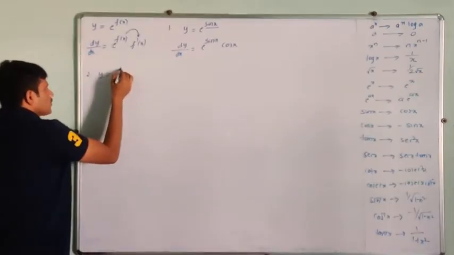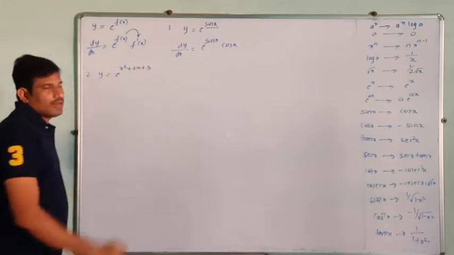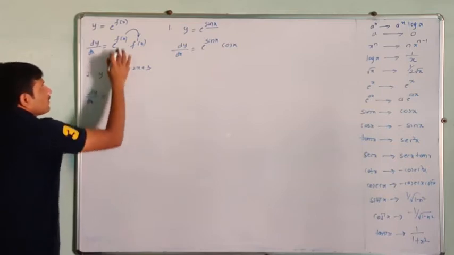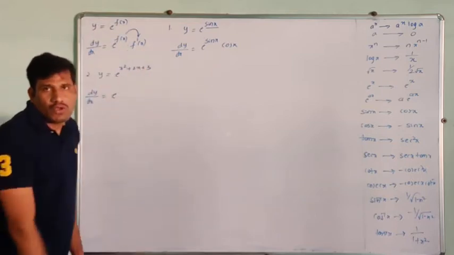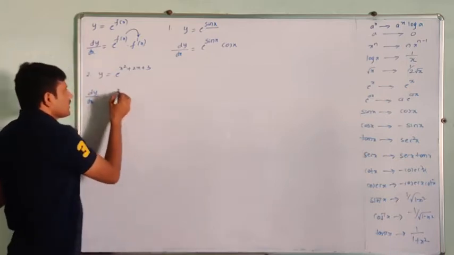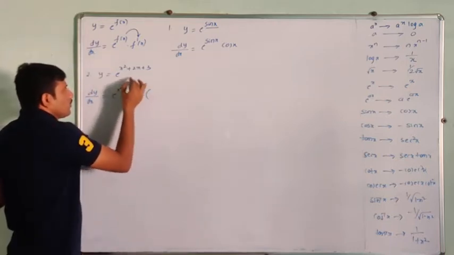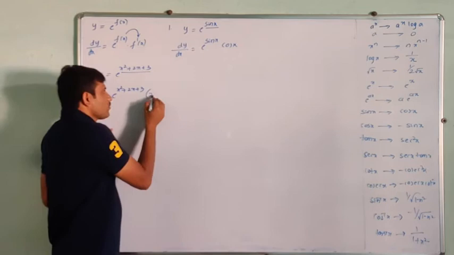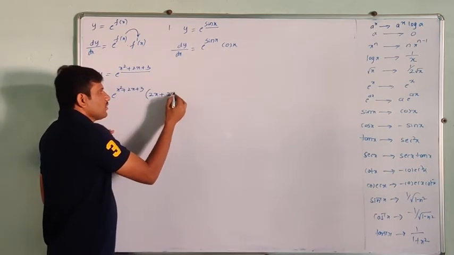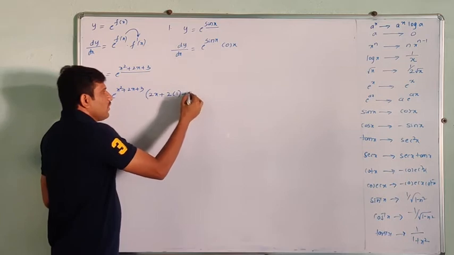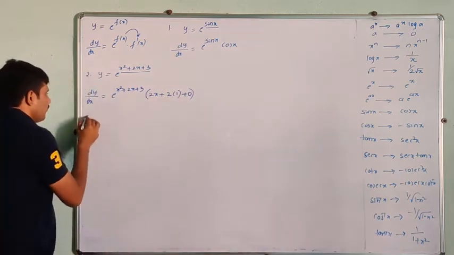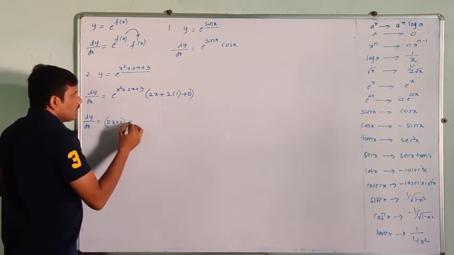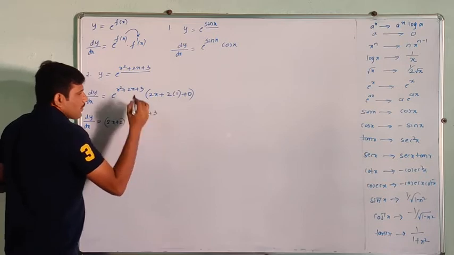Next, y is equal to e raised to x square plus 2x plus 3. Let us see its derivative dy by dx. First write this function as it is. That is, e raised to f of x is e raised to f of x into f dash of x. So e raised to x square plus 2x plus 3 into, now we have to differentiate this f of x. The derivative of x square is 2x, the derivative of 2x is 2 into 1, plus the derivative of 3 is 0. So therefore dy by dx is equal to 2x plus 2 into e raised to x square plus 2x plus 3.